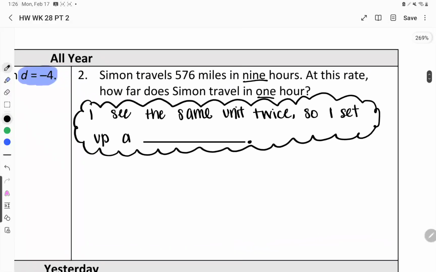All right, so this one says Simon travels 576 miles in 9 hours. I see a 9 right there, so I'm going to write 9. At this rate, how far does Simon travel in 1 hour? So I'm going to write a 1 right there. All right, I see miles, and I see how far, which means the same thing as miles. And then I see hours and hours. So if I see the same unit twice, what do I do? I set up a proportion.